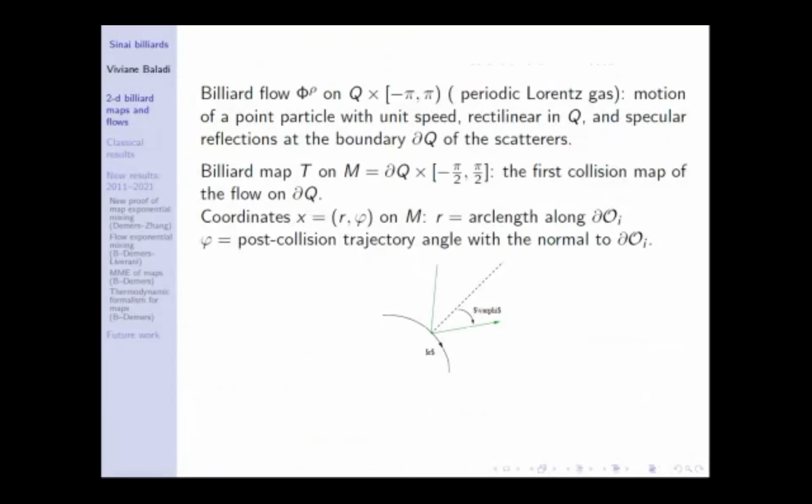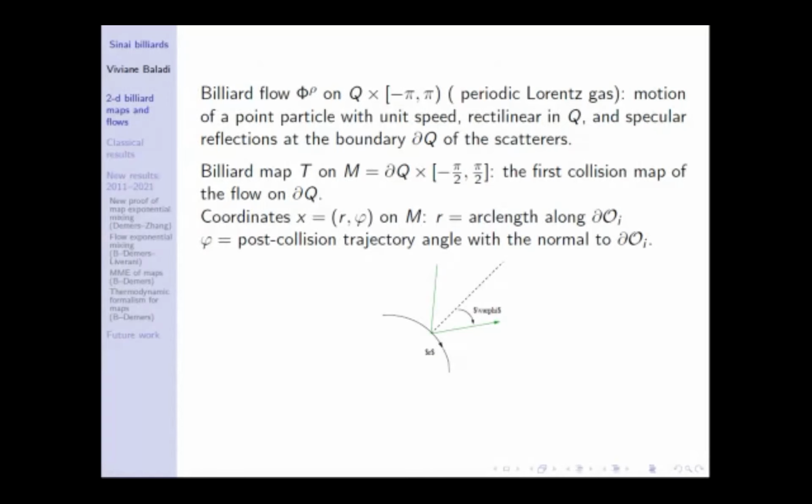And now what is the dynamics that we consider? So there is a continuous time dynamics, so the flow, and a discrete time dynamics, the map. The flow is what you imagine. So when you are on the torus and you are not meeting an obstacle, you just go straight ahead with unit speed. And when you hit one of the scatterers, there is a specular reflection. That's a flow, which is also called a periodic Lorentz gas.